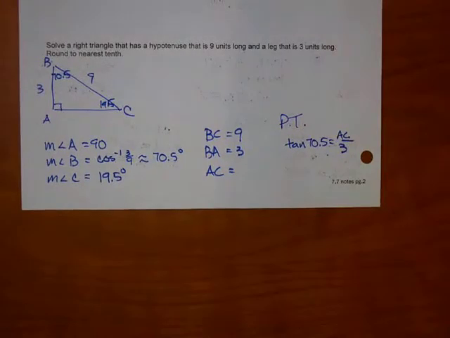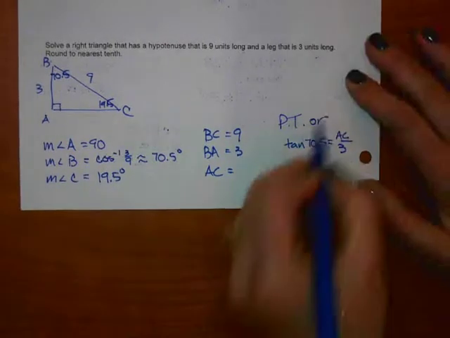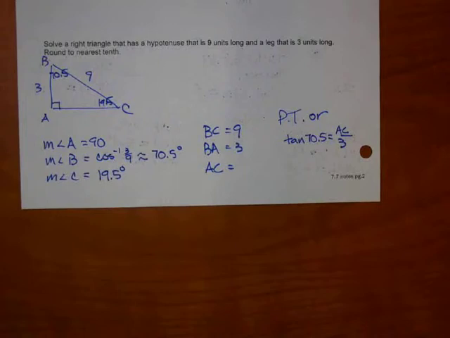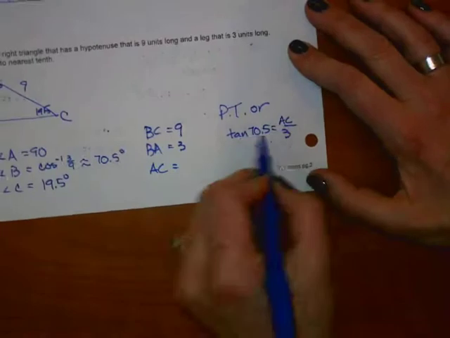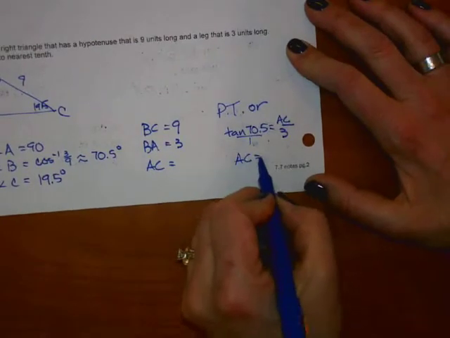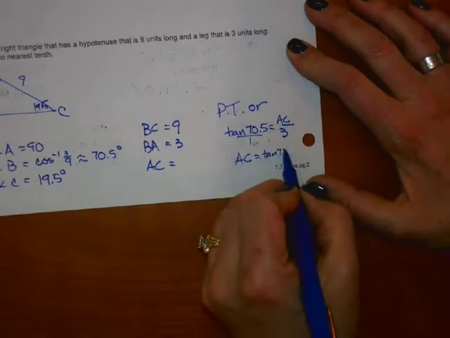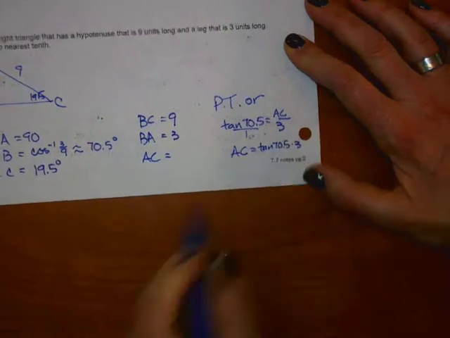See what I did there? I'm just using a tangent ratio to find the side length. You could use the Pythagorean theorem. You could use tangent. You could use sine. You could use anything, really. Okay? So here you cross multiply. AC is equal to the tangent of 70.5 times 3. What's it equal? 8.5 is what I got.